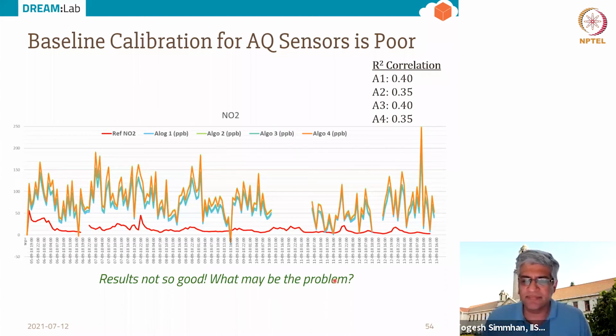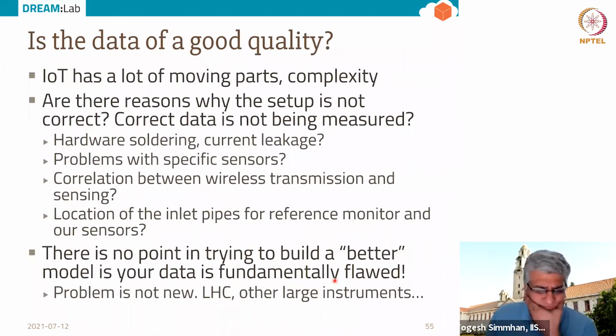So the default calibration is not good. This is for NO3, and NO3 actually performs worse than... NO2 performs worse than O3, right? So these are 2 gas sensors that we were calibrating, right? So one of the goals for us was to see if you can build a better calibration model, right?